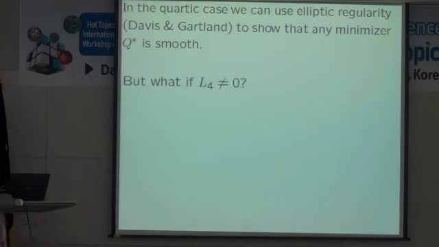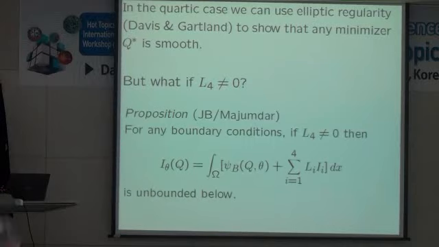But what if L4 is not zero? So Apala and I proved this thing, which is not very surprising. If L4 is not zero, and the bulk energy is a continuous function of Q and theta, which is bounded below, then whatever your boundary conditions, the energy is unbounded below. When I say whatever your boundary conditions, what I mean is you can take any Q that makes this finite, and then well away from the boundary in some little ball, you can change Q in such a way that this energy becomes unbounded. So whatever the boundary conditions are, it doesn't make any difference. Okay, so this would appear to say that L4 should be zero.